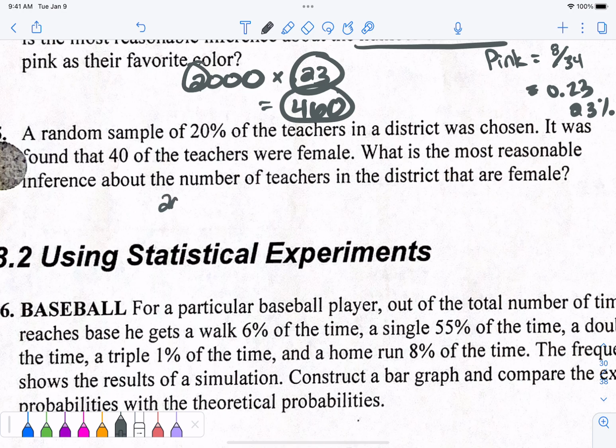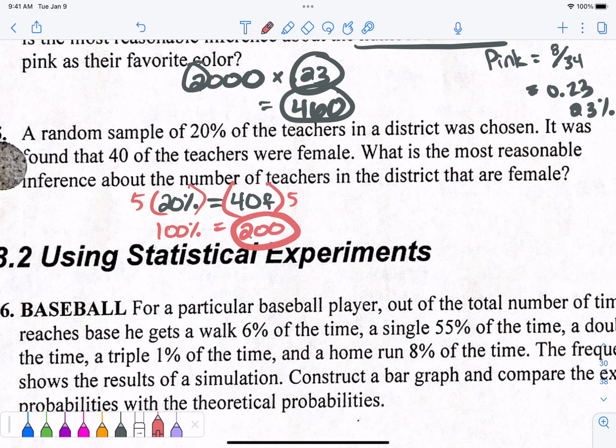So they're saying that 20% is equivalent to 40 females, right? But if we were to have surveyed all 100%, I would have to multiply this by 5 to get 100% over here. So I'd have to multiply this by 5 to get 200, right? Do you see how that works out? 20 is to 40 as 100% is to 200, right?